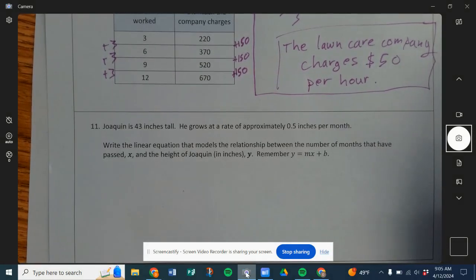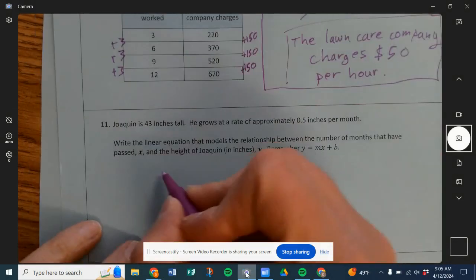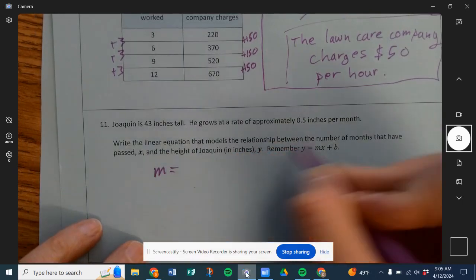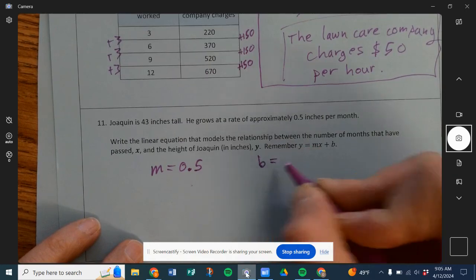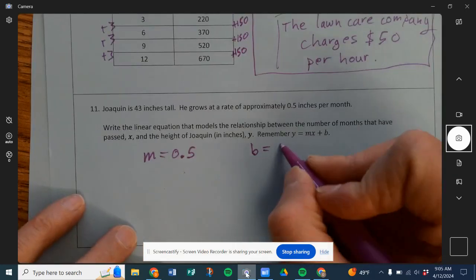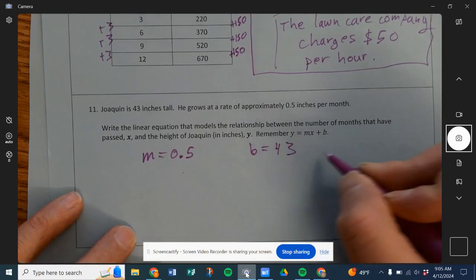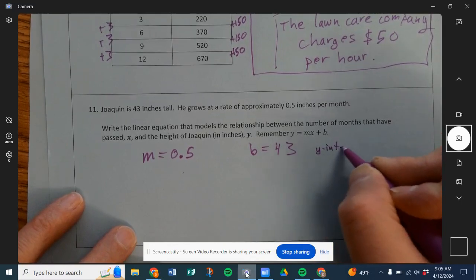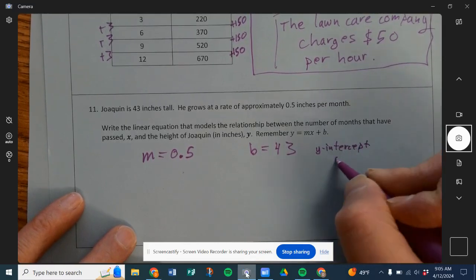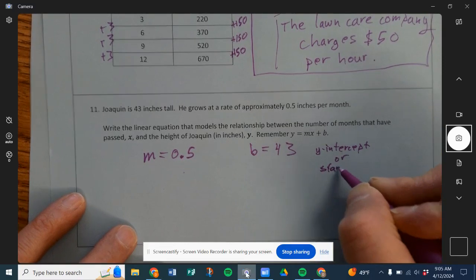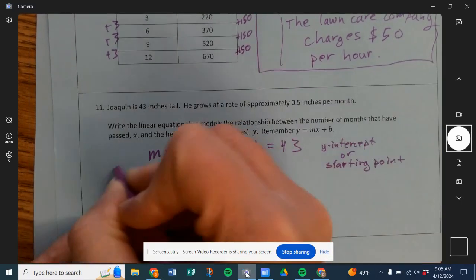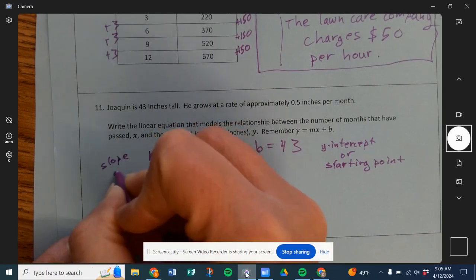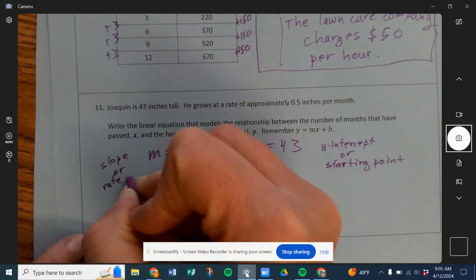So I know that the slope is how much it changes, the rate of change. That's that 0.5. And I know that b value, my y-intercept, is going to be the starting point, or in this case, the starting height. Okay, so y-intercept or starting height, starting point. Okay, and this is the slope or the rate of growth.